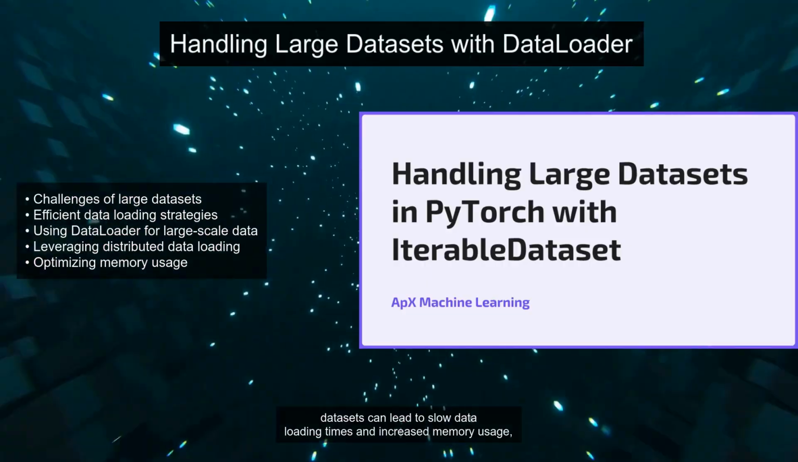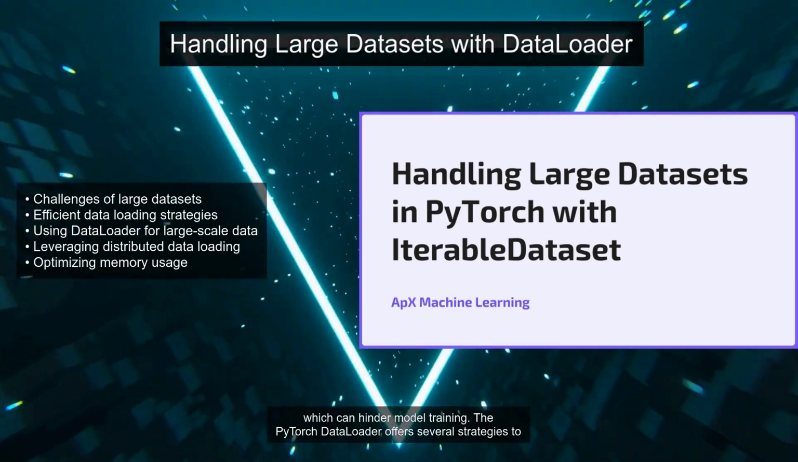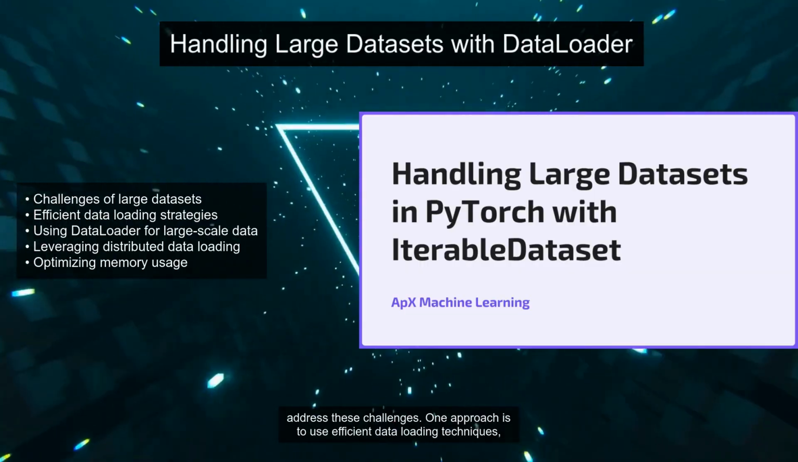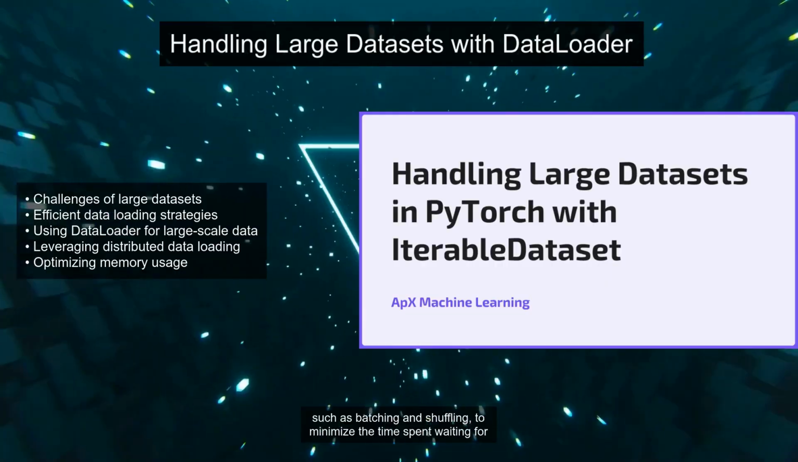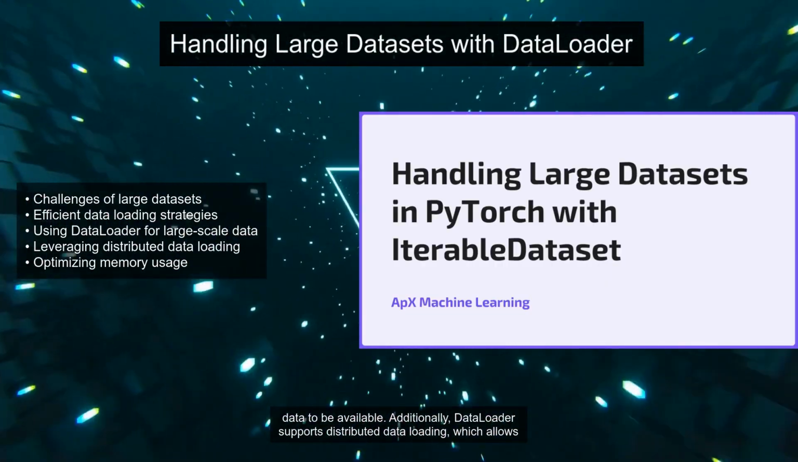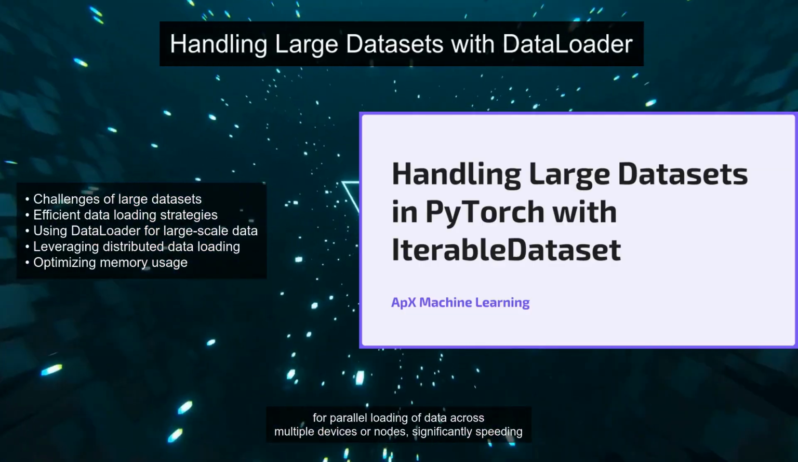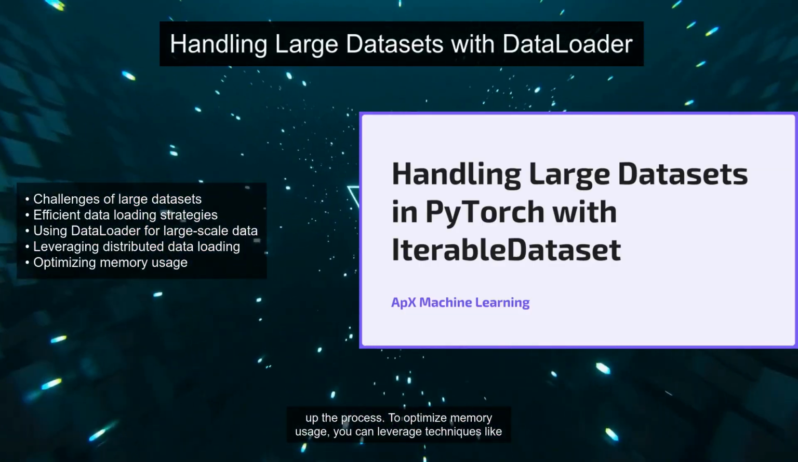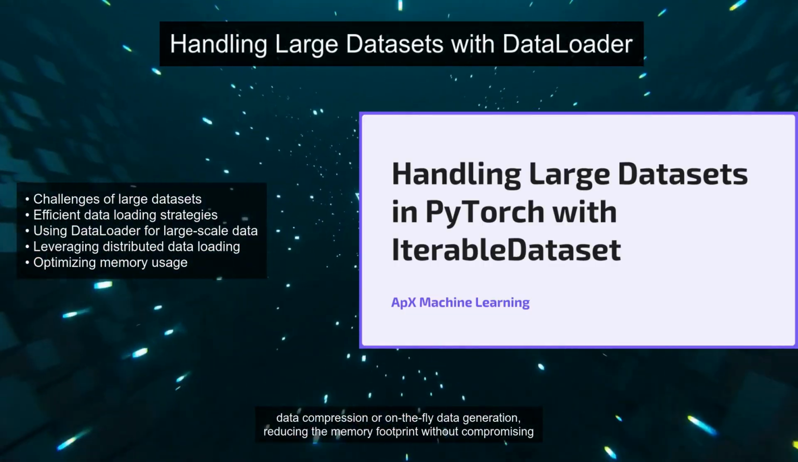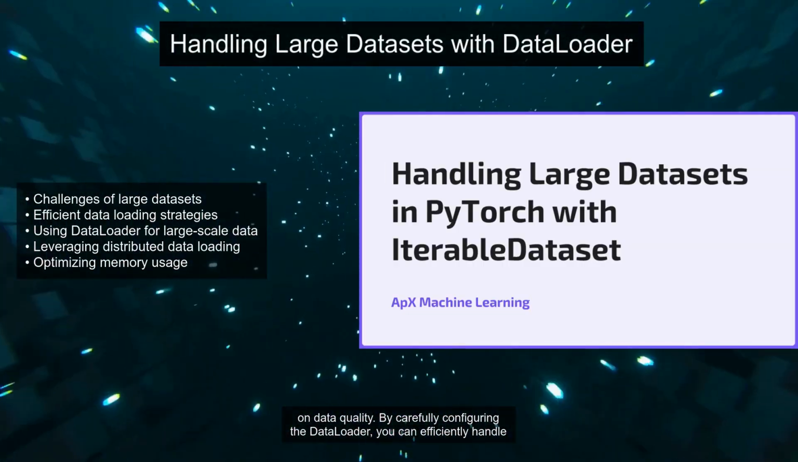Large datasets can lead to slow data loading times and increased memory usage, which can hinder model training. The PyTorch DataLoader offers several strategies to address these challenges. One approach is to use efficient data loading techniques, such as batching and shuffling, to minimize the time spent waiting for data to be available. Additionally, DataLoader supports distributed data loading, which allows for parallel loading of data across multiple devices or nodes, significantly speeding up the process. To optimize memory usage, you can leverage techniques like data compression or on-the-fly data generation, reducing the memory footprint without compromising on data quality.